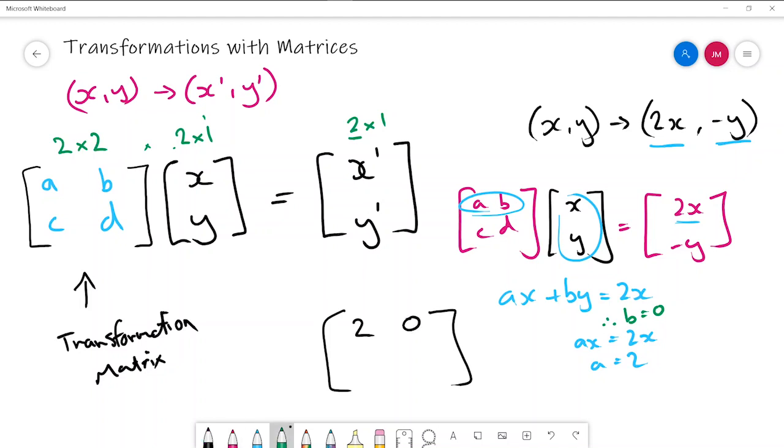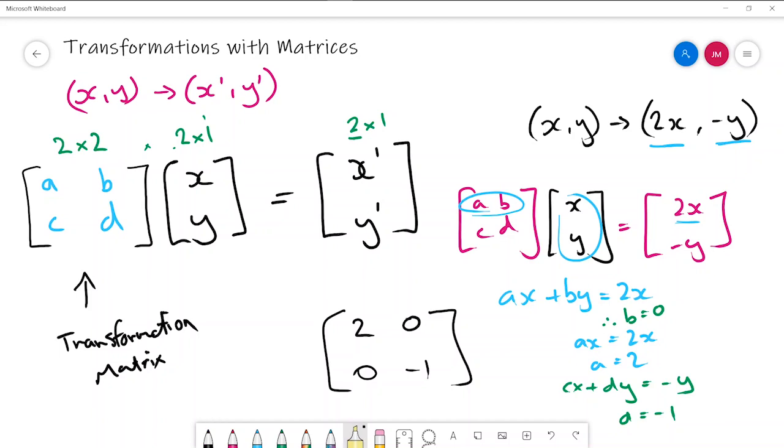And then if I do the same for the y, I end up having cx plus dy equals negative y. And I go, well, therefore c has to be 0 and d is going to be negative 1. And that's the transformation matrix that has been used to dilate 2 units from the y-axis and reflect in the x-axis.